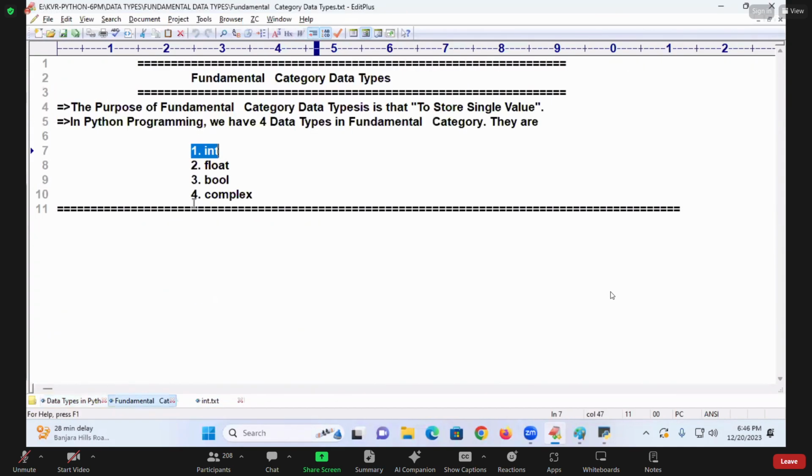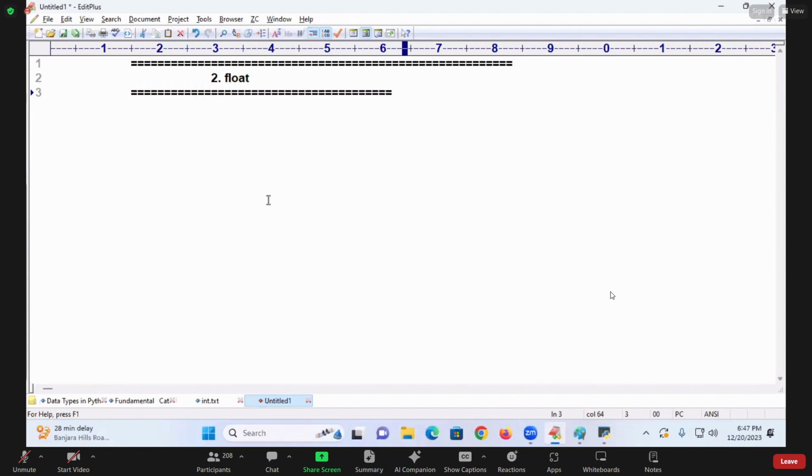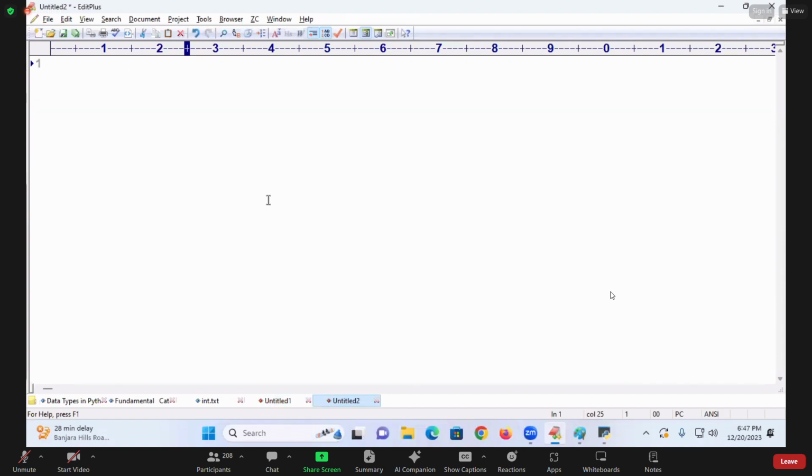Data types, fundamental data types. Next, I'll go for float. So, I'm going to the float data type. Before going to the float data type, I would like to cover one more important concept here. Of course, these are all programmatically very strong points. One more concept I want to discuss before the float data type is base conversion functions in Python.